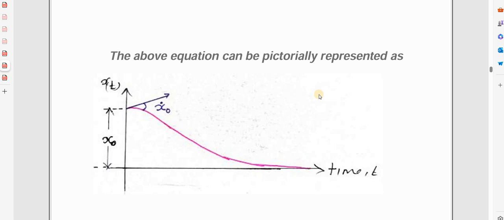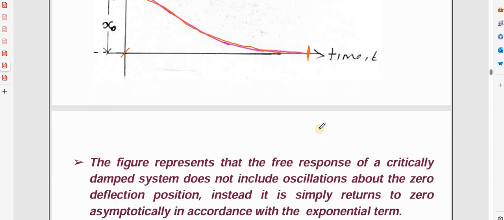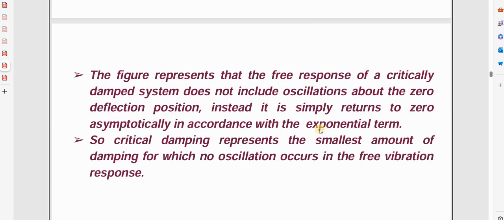So this critically damped condition can be expressed like this. It will be damping, and at some time, this is the maximum amplitude, this is the initial displacement, and this is the initial velocity, that is the tangent. At time t, since it is critically damped, it will show a variation like this.